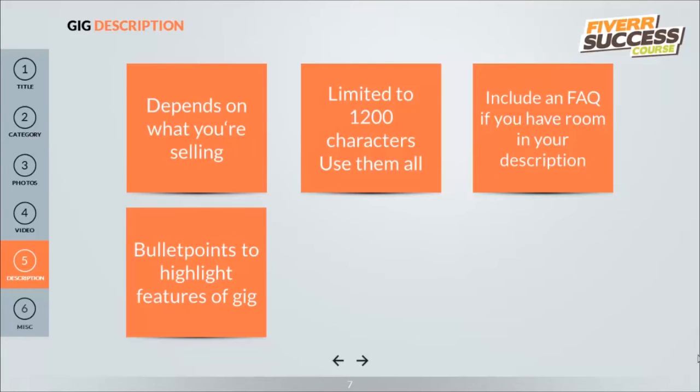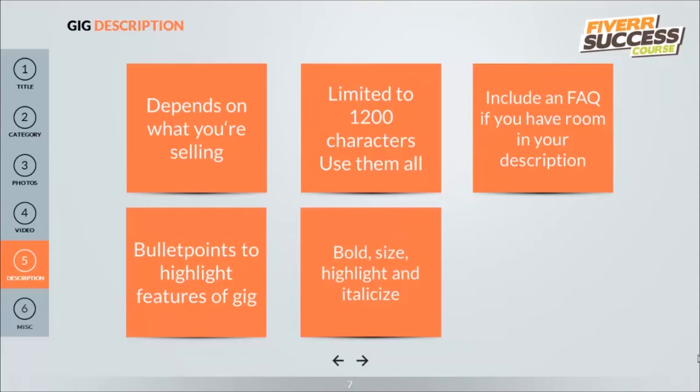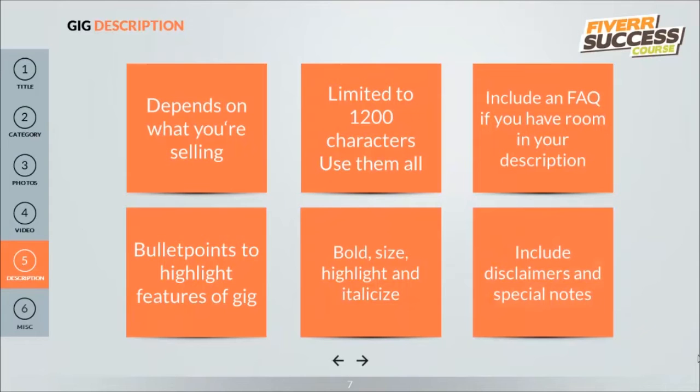Bullet points are great. You want to highlight all the features of your gig. Use the bold, use the size, use the highlight, use the italicize that Fiverr allows you to use when you're creating a gig description, and include disclaimers and special notes. So if there are things you will not do, for example, if you're doing video testimonials again, and you don't want to be doing testimonials for pharmacy or dating sites, you should put that in your gig description.